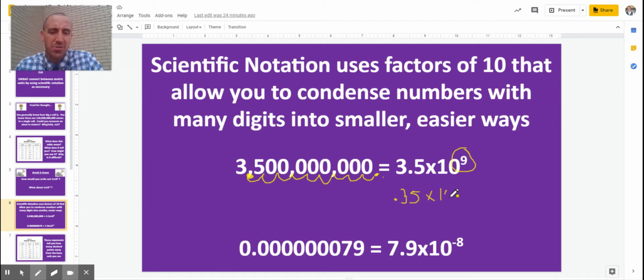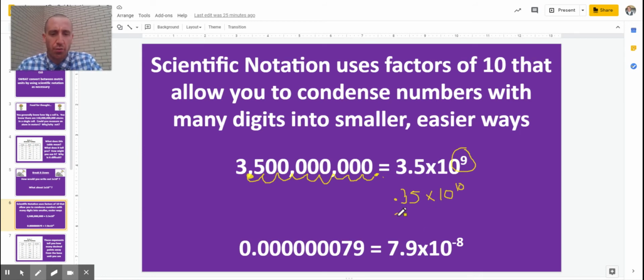Although mathematically it means the same thing, you always want the leading number to be between 1 and 10. You'd prefer it not to be less than 1, and obviously you wouldn't want it more than 10.